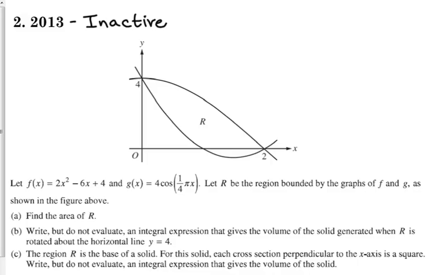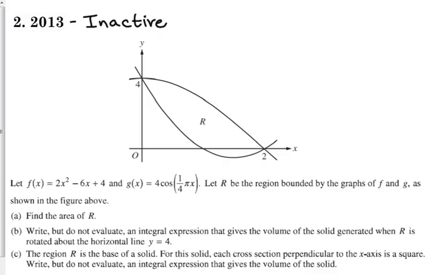So we've got these two functions, 2x squared minus 6x plus 4, and 4 cosine of 1/4 pi x, which seems a little intimidating, but it's really not that bad. Now, my suggestion to you, when they draw this and they give you the functions, go ahead and figure out which one is which by looking at the graph, okay? You need to figure out which function is the function on top and which one's the function on bottom, because you're going to have to know that, I promise you, okay?